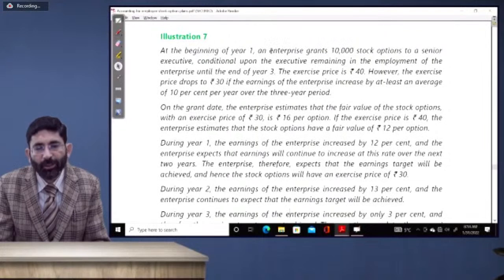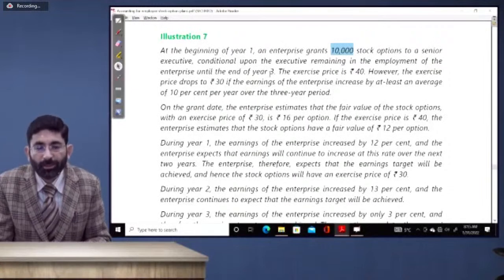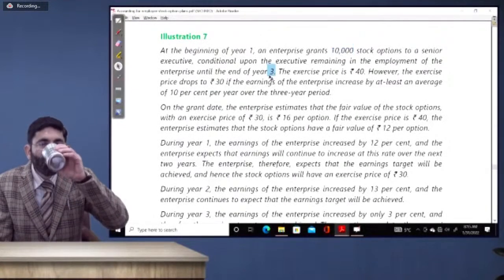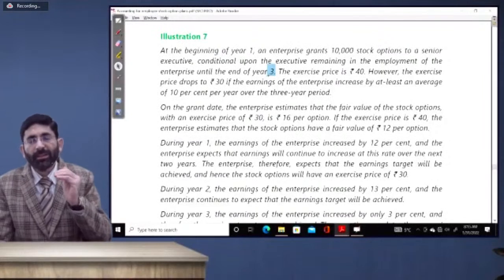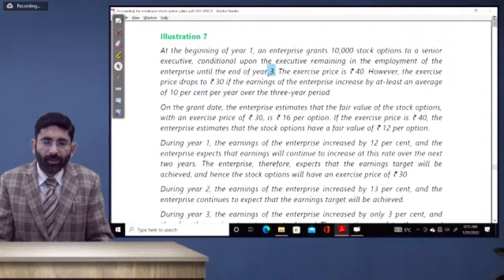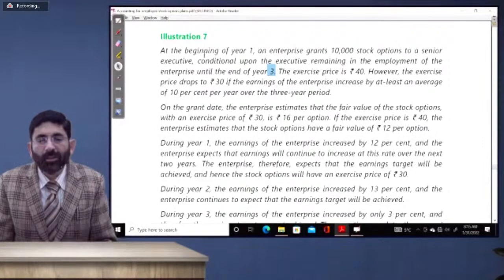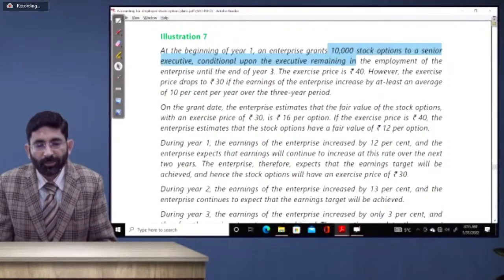First of all, at the beginning of year 1, an enterprise grants 10,000 shares or stock options to a senior executive, conditional upon the executive remaining in the employment of the enterprise until the end of the third year. So this has been clarified to the executive: if you work with us for 3 years. We have given them an option with a vesting period of 3 years.